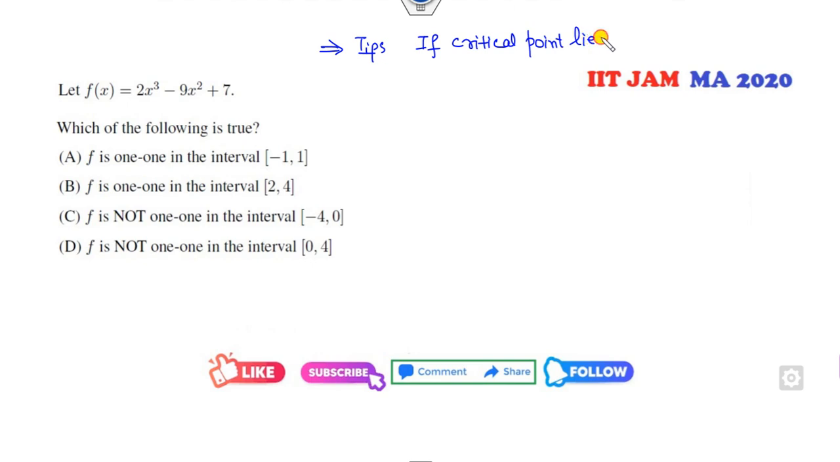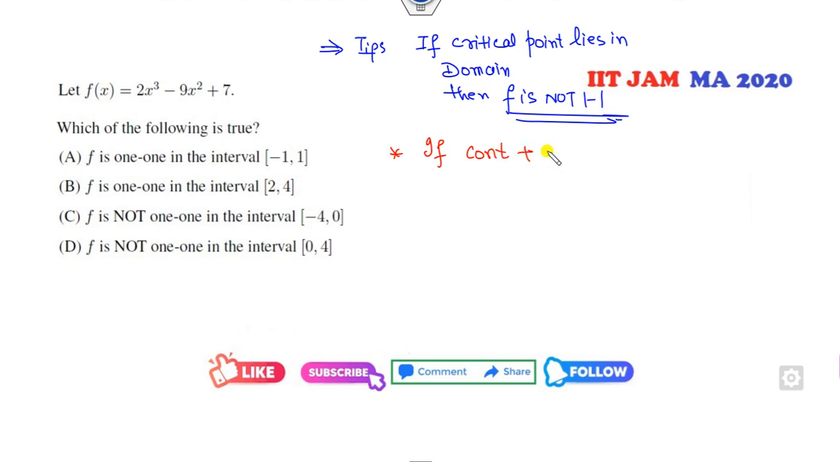Otherwise, there is one more tip: if the critical point lies in the domain, then the function is not one-one. There is one more tip related to one-one: if the function is continuous as well as monotonic on some interval I, then f is one-one on that interval. Remember, monotonic may be increasing or decreasing.